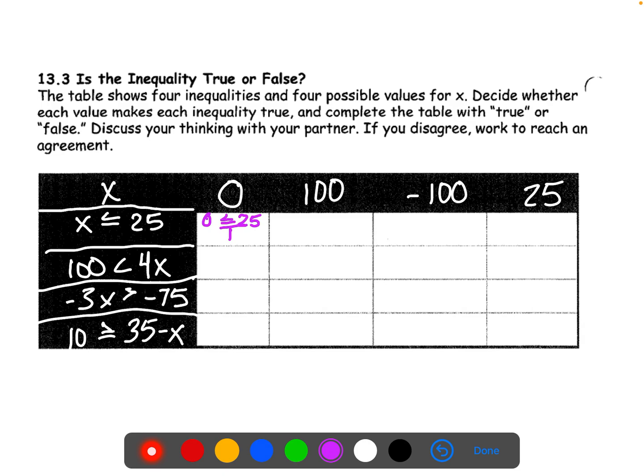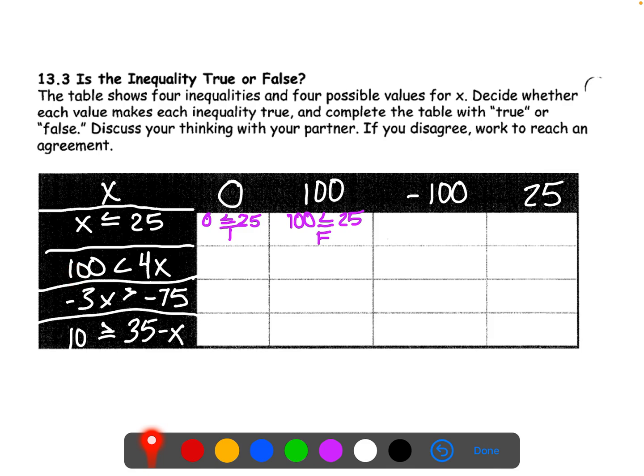Okay? I'm going to do the same for 100 now. So I'm going to ask, is 100 less than or equal to 25? And in this case, no, 100 is not less than 25. That's a false statement. That's the idea that we're going to continue. We're going to look at a couple more together, and then I want you to complete the rest of the table before moving on. Let's jump down to the next inequality.